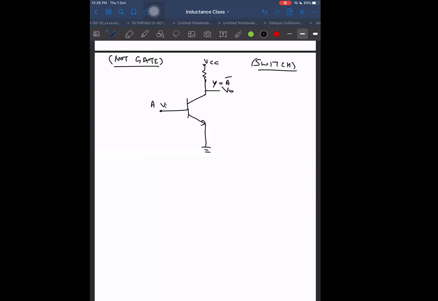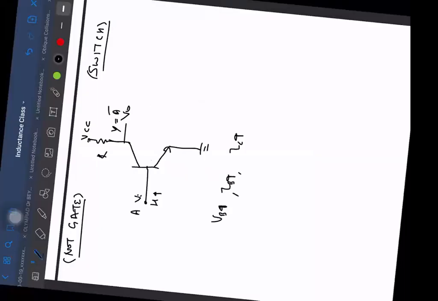How is it a NOT gate? Let us give input high. If I give the base voltage high, then the base current will become high. If the base current becomes high, the collector current becomes high. Collector current becomes high, then what happens?